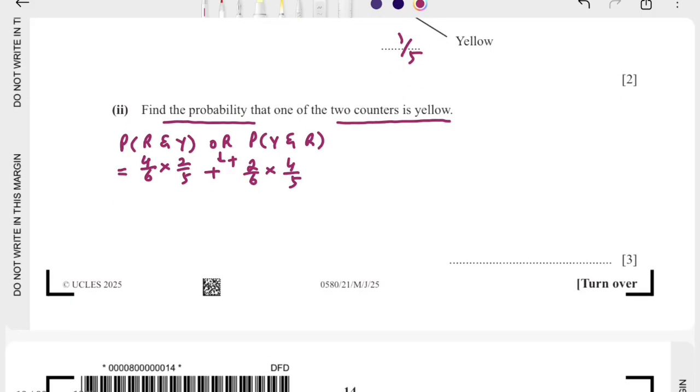So it will be 2 times 2 is 4, 2 times 3 is 6, so 2 times 2 is 4, 4 upon 15, plus 2 times 1 is 2, 2 times 3 is 6, so 4 times 1 is 4, 5 times 3 is 15. As denominators are same, so we are going to add their numerators. So 4 plus 4 is 8 upon 15. This would be the final answer. Next question.